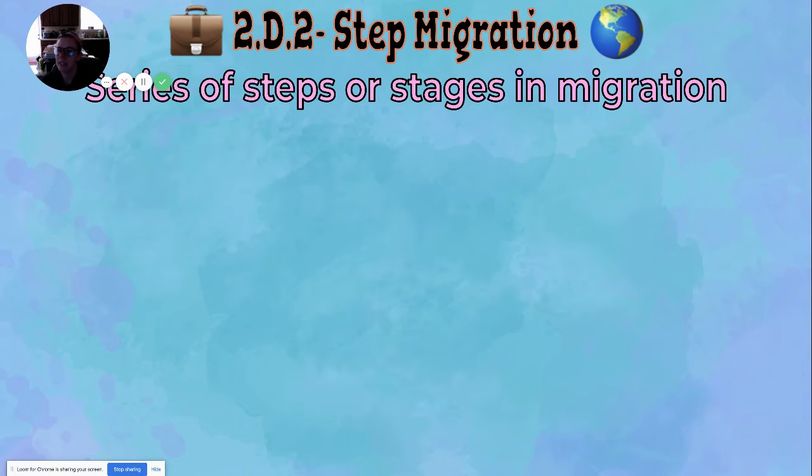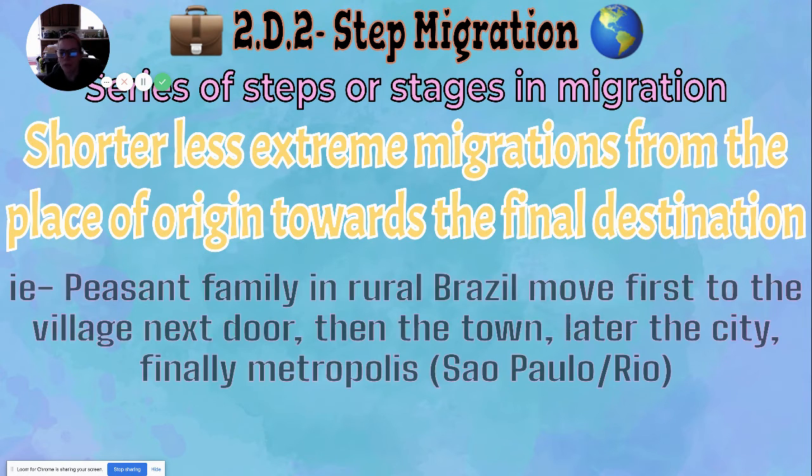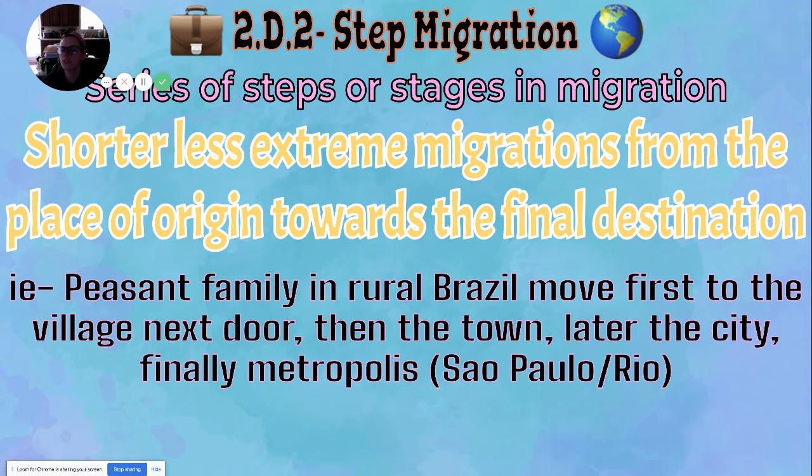From that, we're going to go to step migration. A series of small steps or stages in migration. You guys did really well with this on your Rubensteins, okay? So it's shorter, less extreme migrations from the point of origin towards the final destination. So instead of moving straight from Cartersville, Georgia to Beijing, you first start off and maybe you make it to Alabama. Okay, so this could be the peasant family in rural Brazil moves first to the village next door. Then they make it to the town down the road. Then they make it to the big city. Then they make it to the metropolis like Sao Paulo or Rio de Janeiro, that kind of thing, but a series of succinct steps.